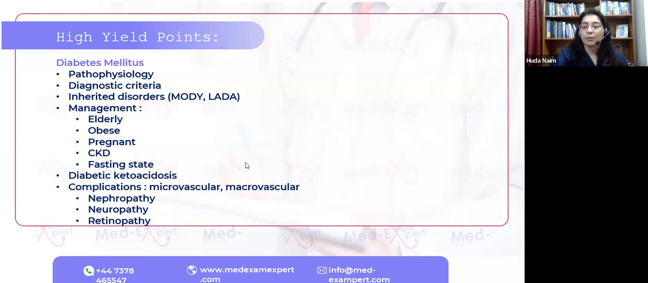Complications, again, the microvascular and macrovascular complications, are extremely important. Retinopathy, nephropathy, neuropathy. You should know each and everything about diabetes mellitus if you want to score really well on the exam. So whenever you come across any question in diabetes, keep in mind that it might not be just the drug regimen. You could be asked about anything else regarding diabetes. Okay.